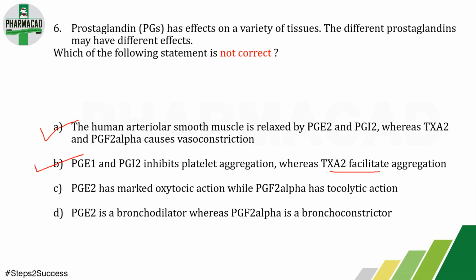Then we have PGE2, it is a bronchodilator, whereas PGF2 alpha is a bronchoconstrictor. Even this statement is true. However, PGE2 has marked oxytocic action, whereas PGF2 alpha has tocolytic action. This is a false statement, hence it is incorrect. So let's look further.